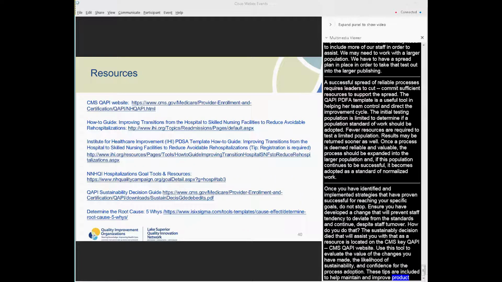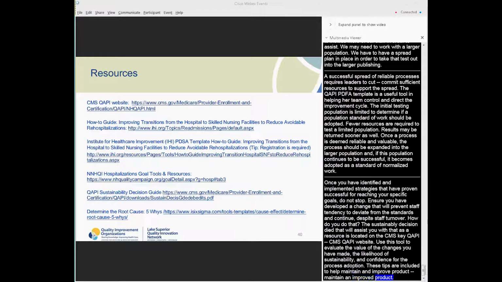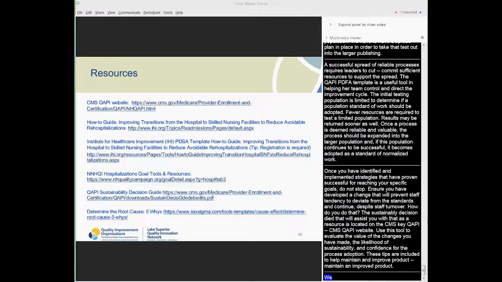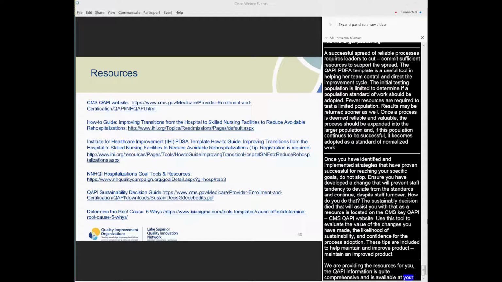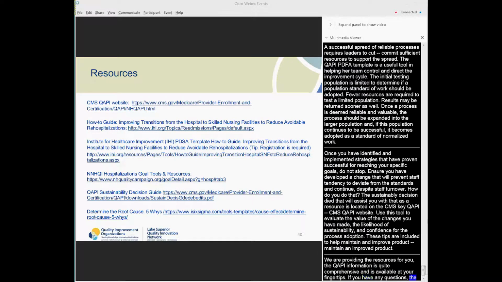Okay. And we're providing, again, the resources for you. The QAPI information is quite comprehensive. It's available at your fingertips. And if you have any questions, the Lake Superior QIN is here, and we want to help you in your QAPI expansion.